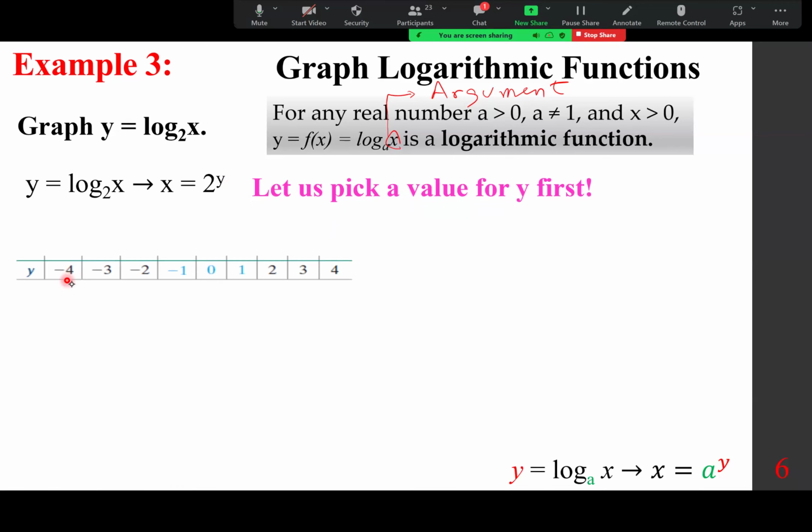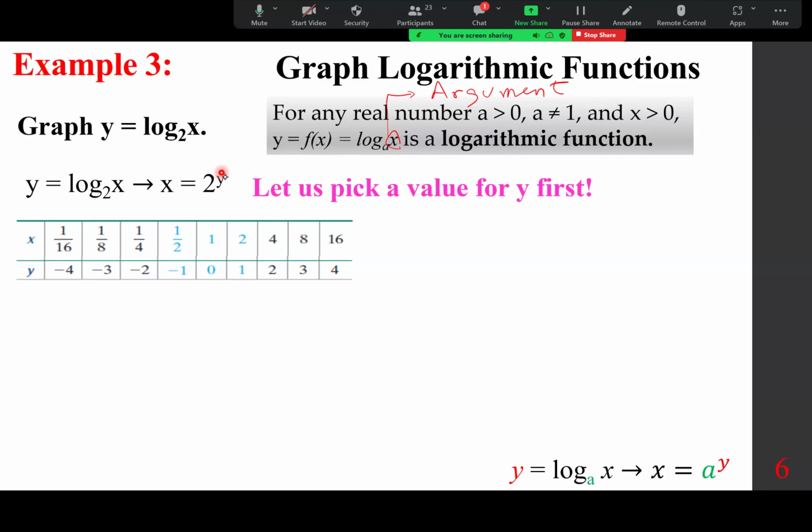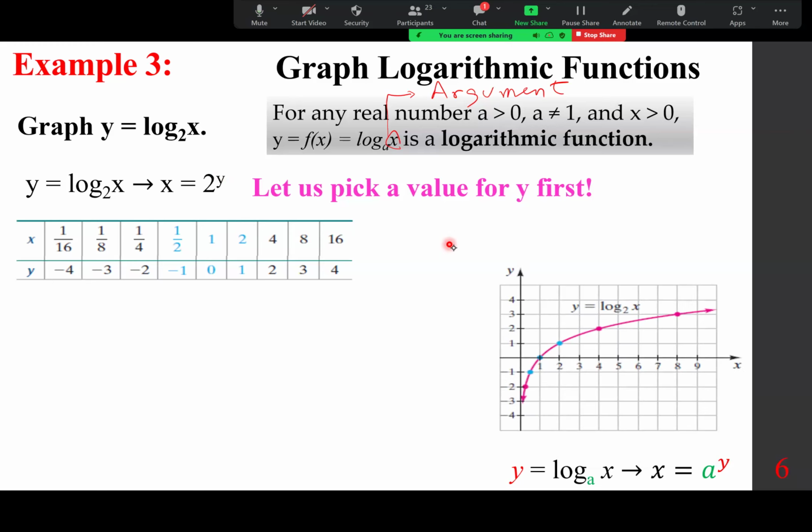For example, if y is negative 4, 2 to the power of negative 4 means 1 over 16, negative 3, 2 to the power of negative 3 is 1 over 8, negative 2, 2 to the power of negative 2 is 1 fourth, 2 to the power of negative 1 is 1 half, 2 to the power of 0 is 1, 2 to the power of 1 is 2, 2 squared is 4, 2 cubed is 8, 2 to the power of 4 is 16. So I hope you see why it's easier to pick the exponent. And so you have a bunch of pairs. If you carefully graph them, they look something like this.